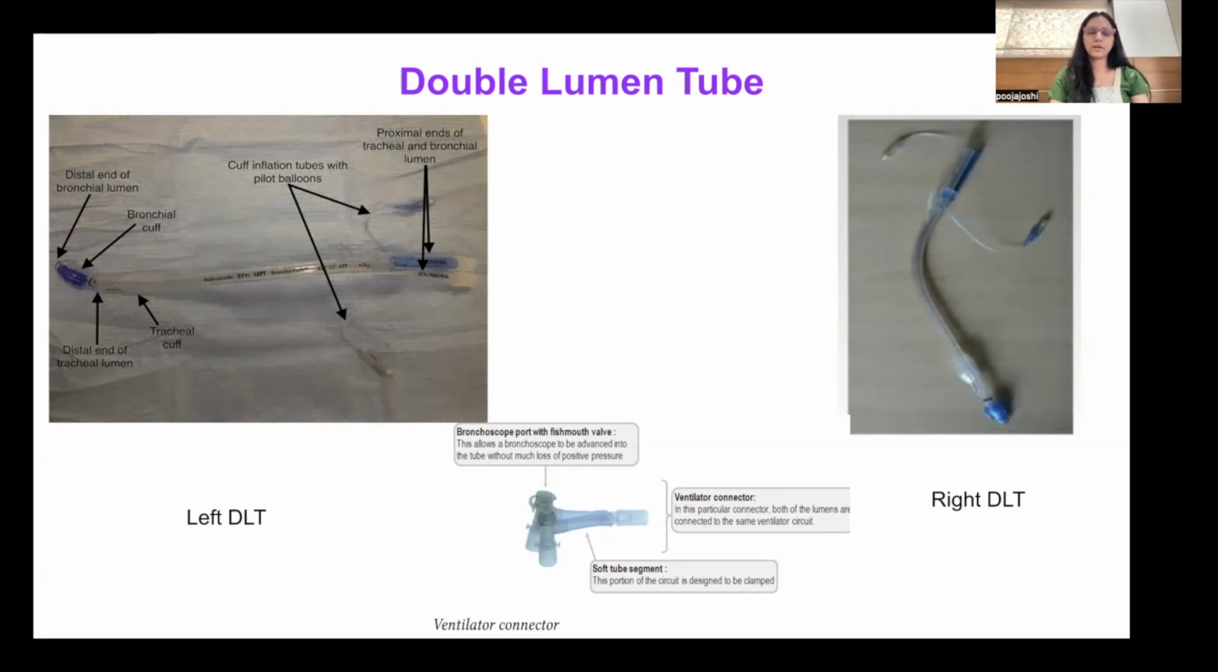A ventilator connector is also important. It is a Y connector which allows ventilating both the lungs using the single ventilatory circuit. There is a soft tube segment used for clamping and isolating the lungs, and the bronchoscopy port with a fish mouth valve to allow passage of the bronchoscope.